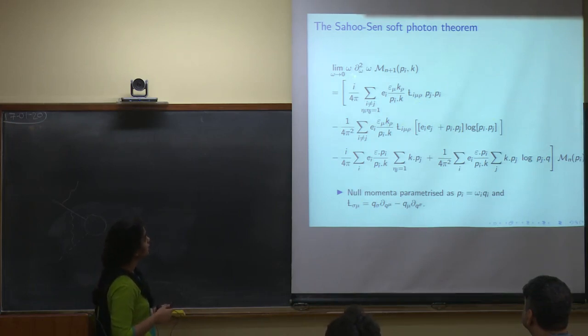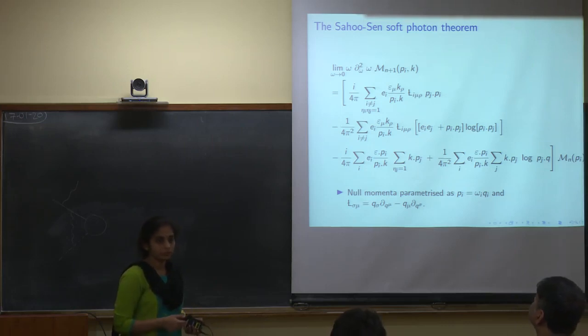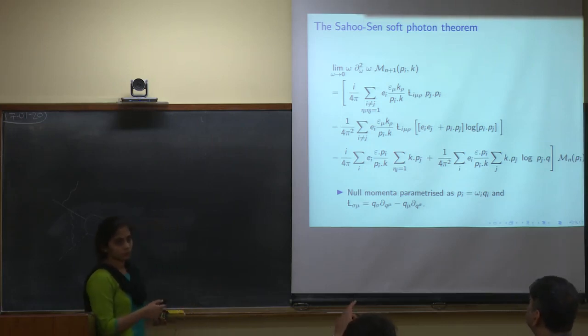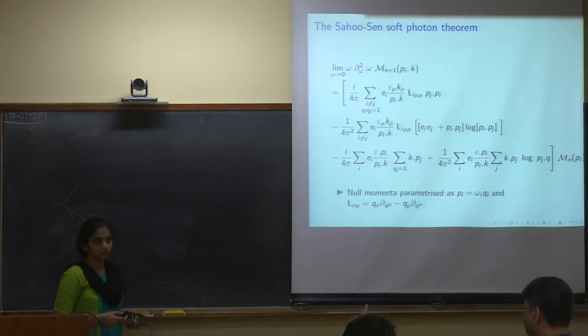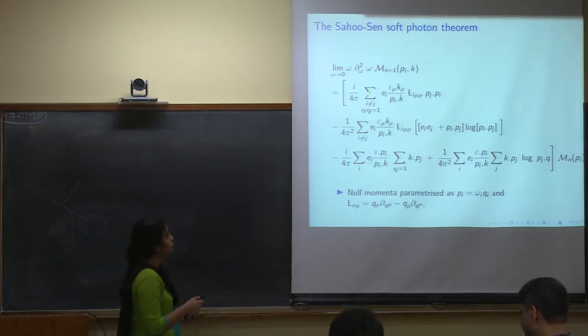Okay. It's just calculating the coefficient of log omega, just like for the leading soft theorem, you multiply by omega and then take omega goes to 0. So now this derivative will act on omega and it will also act on the n plus 1 amplitude. Now in higher dimensions, in M_{n+1}, you just directly take the soft limit, there is no contribution from any loop.